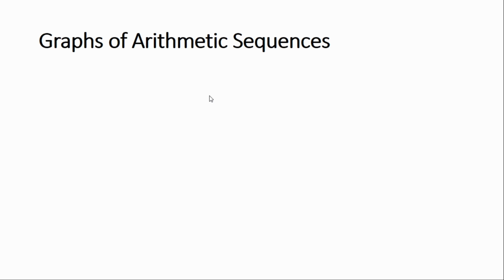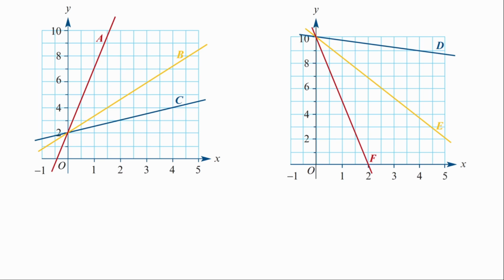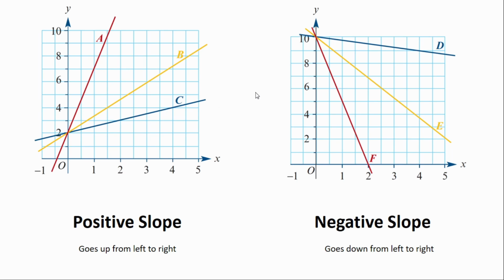Otherwise, we will move on to graphs of arithmetic sequences. There are some correlations between this and linear graphs. Going back to the idea of slopes and gradients, a positive slope is a graph that goes up from left to right, and a negative slope is one that goes down from left to right. Alright, let's jump straight into an example question.